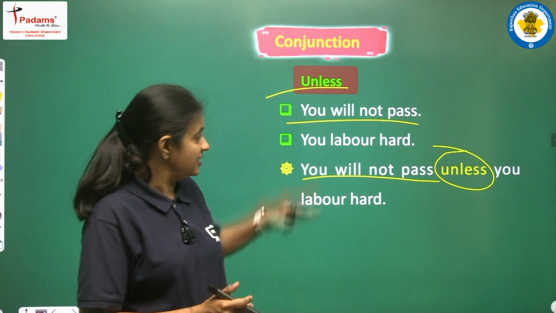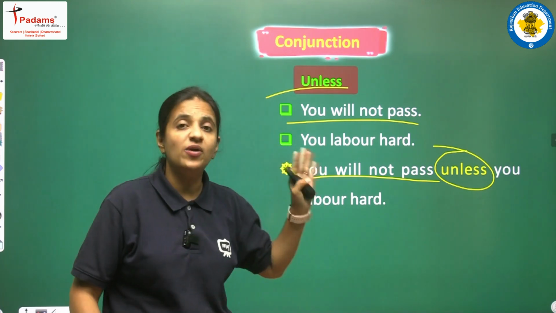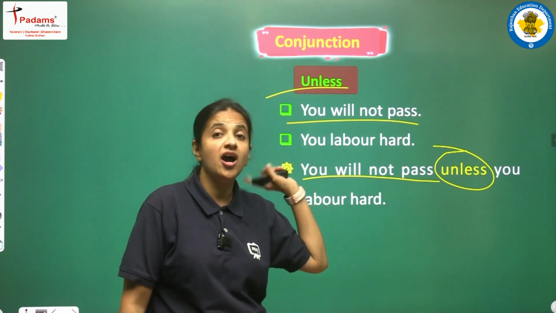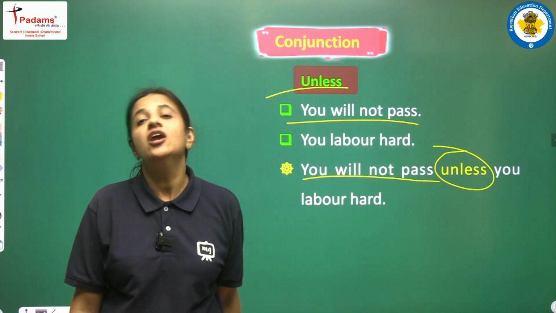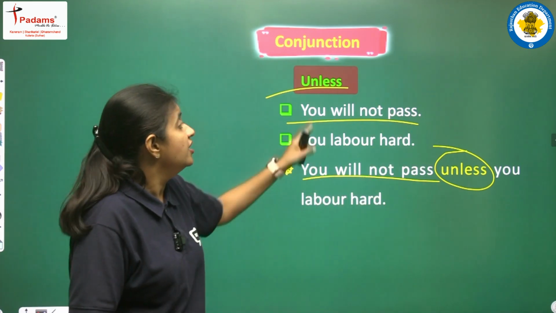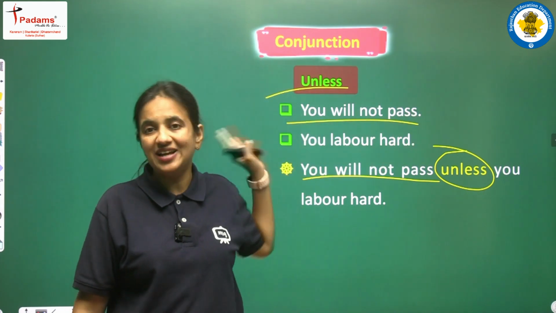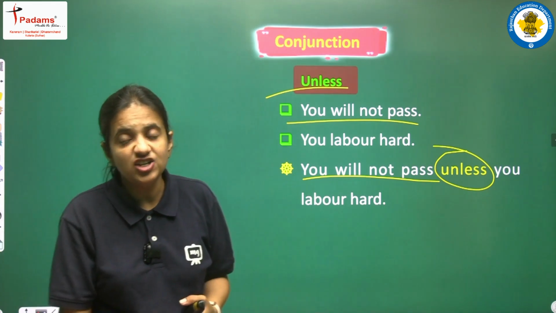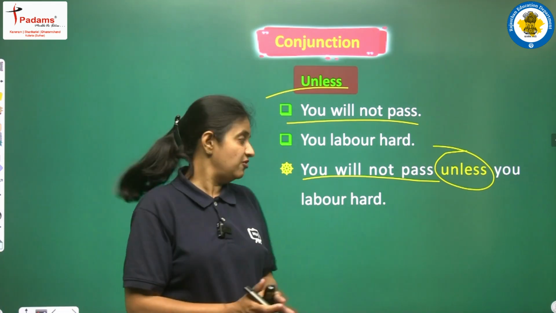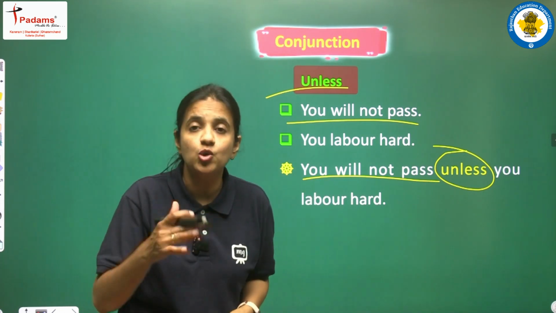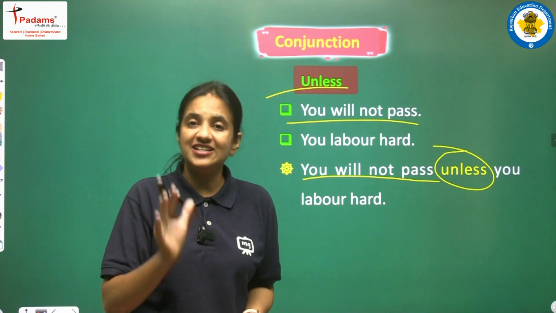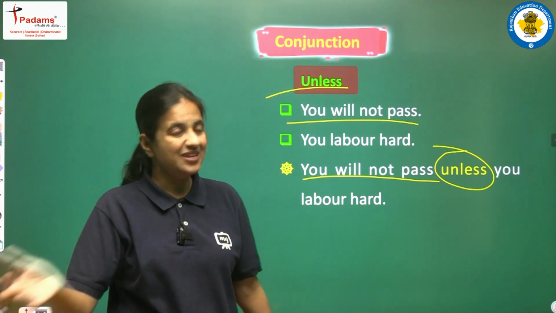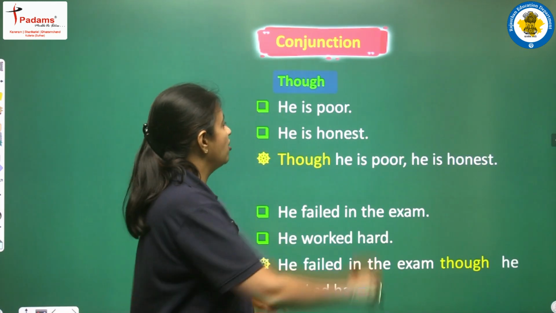So what we can see here is that unless is used to show one kind of condition, right? So here we can say that this is the condition that you have to labor hard, you have to work hard, और जब तक तुम hard work नहीं करोगे you will not pass. So with the help of unless we can show one kind of condition, and after the fulfillment of that condition the result will be there. So here we are saying that you will not pass unless you work hard. So this is the condition that yes, you have to labor hard, you have to work hard if you really want to pass. Okay.